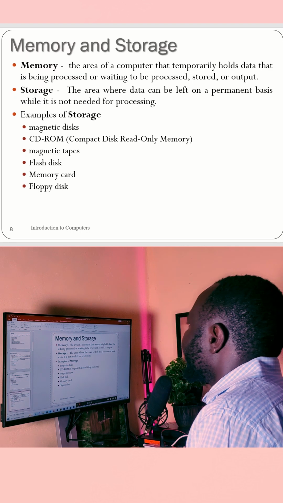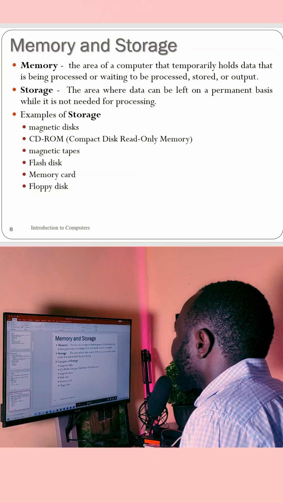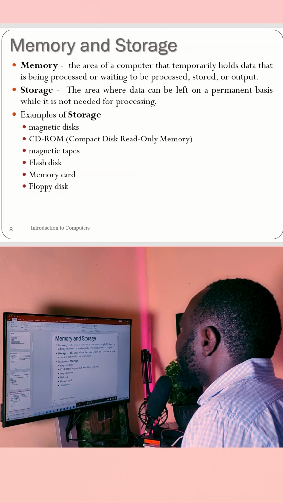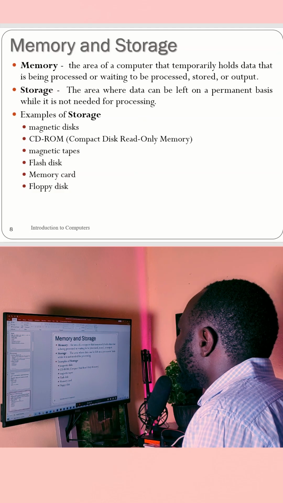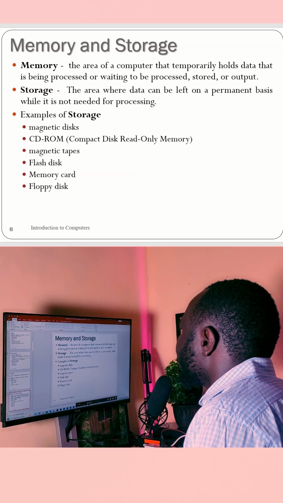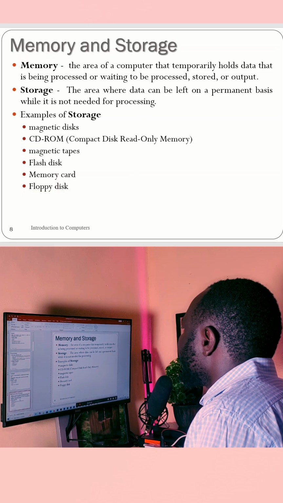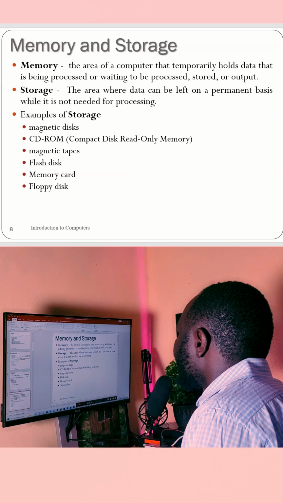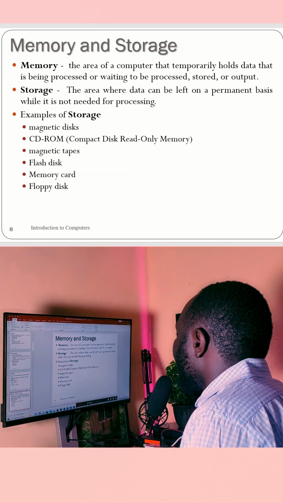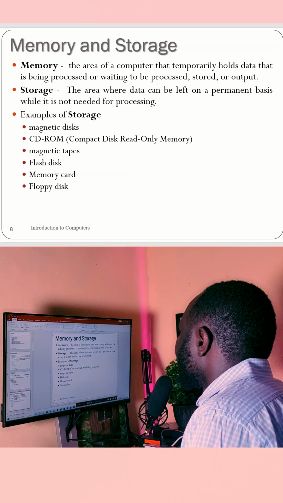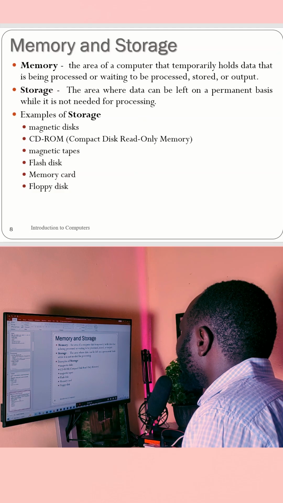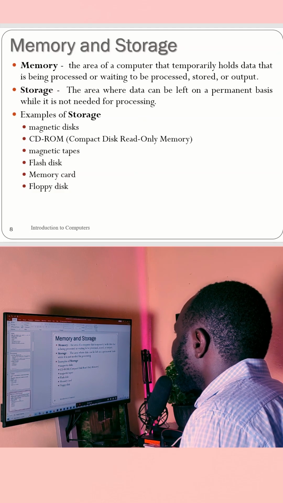Then we have the last part, which was talking about storage. Of course, at this point, we are going to look at the memory and then the storage. Memory is the area of a computer that temporarily holds the data that is being processed or waiting to be processed, stored, or output.